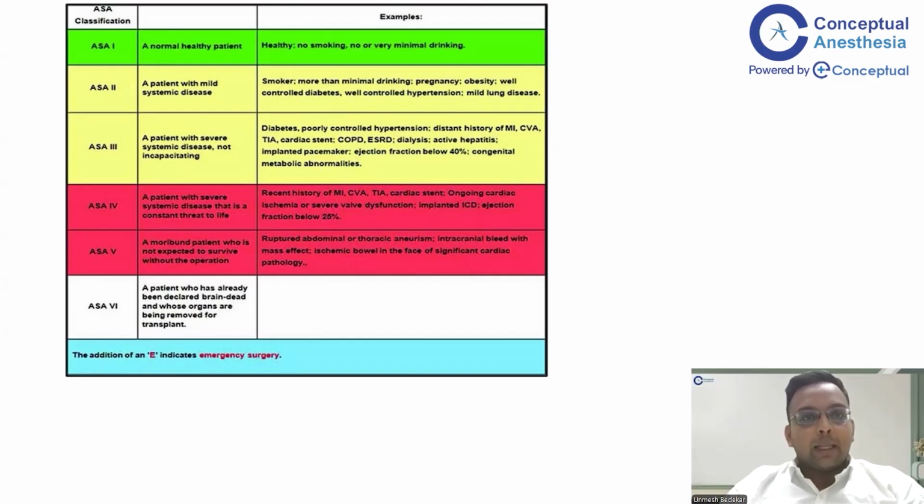Then there is a special subset of patients who have already been declared brain dead and whose organs are being removed for transplantation. So they come under ASA grade 6.